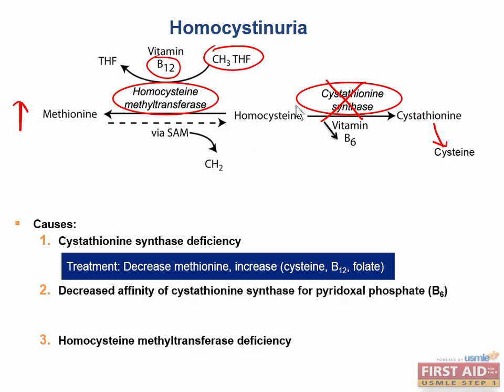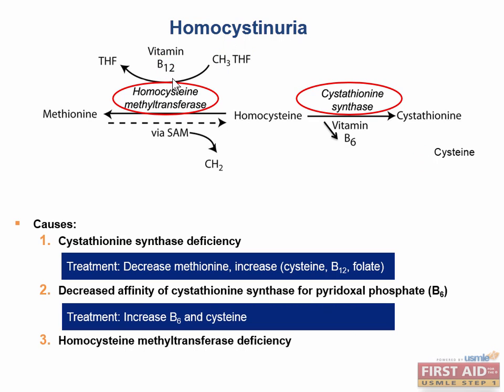Therefore, to treat a cystathionine synthase deficiency, what you should do is decrease your methionine intake. Everything's already kind of being shunted over, so you'll want to decrease your methionine intake. And also, you're going to want to increase your intake of cysteine because you're not able to actually convert homocysteine to cystathionine and then later to cysteine. So you'll want to increase your dietary intake of cysteine, also B12 and folate. Since you're shunting everything over here, you're consuming all your B12 and folate, therefore you'll need to replenish it by consuming more in the diet.